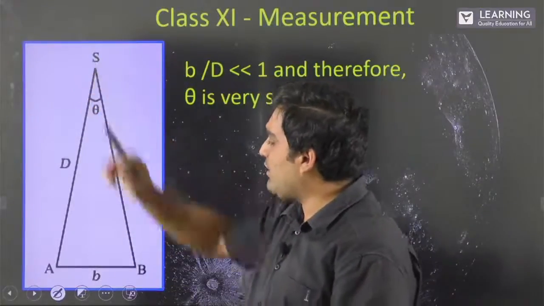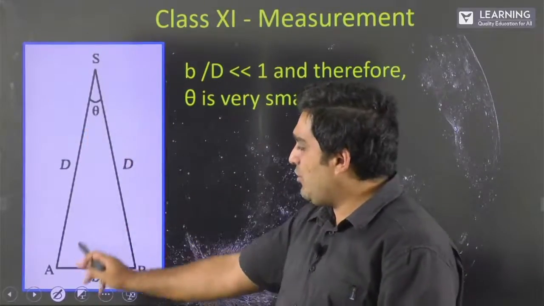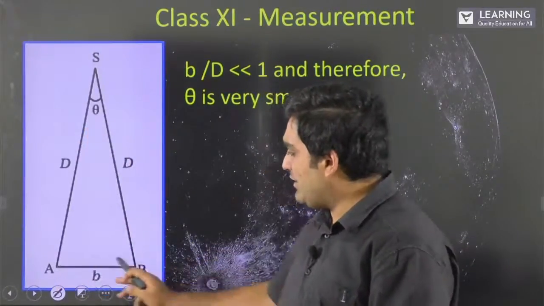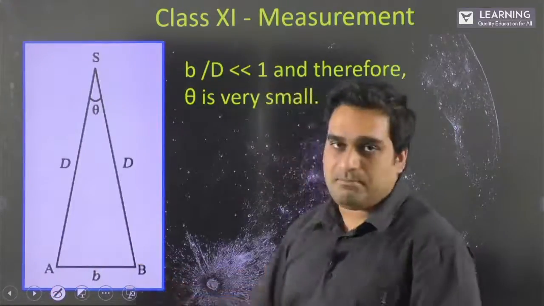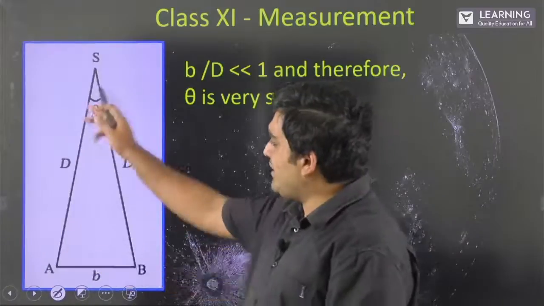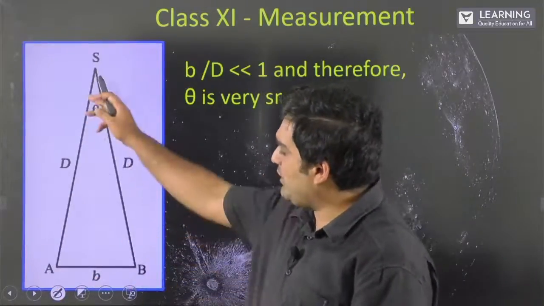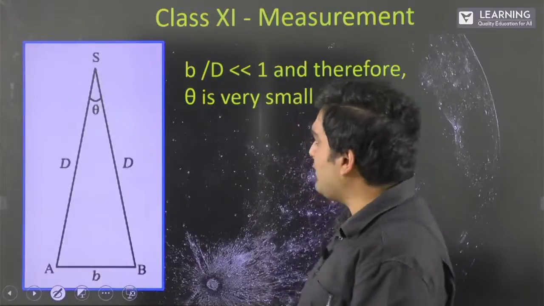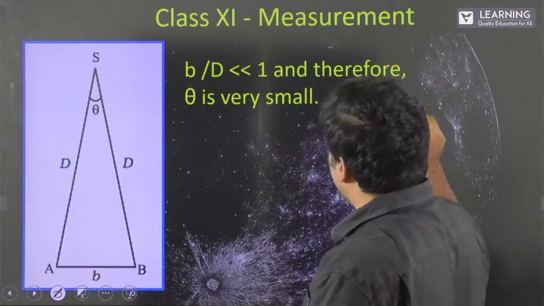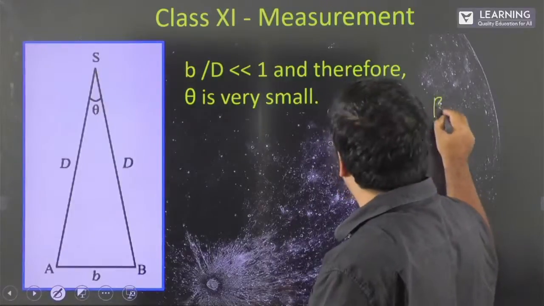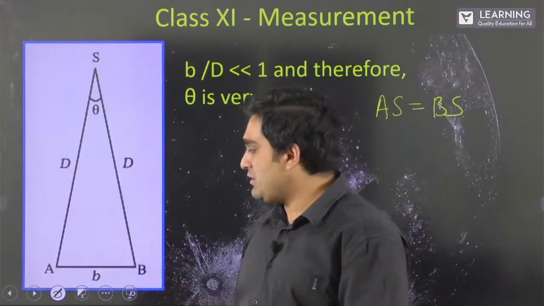Let's say the star, which is located at this point, subtends an angle theta with respect to Earth, which is located at two different positions, at A and at B. D is the distance between Earth and the star. B is also the distance between the Earth and the star. So very simple here, AS is equal to BS, where both are the same distance D.